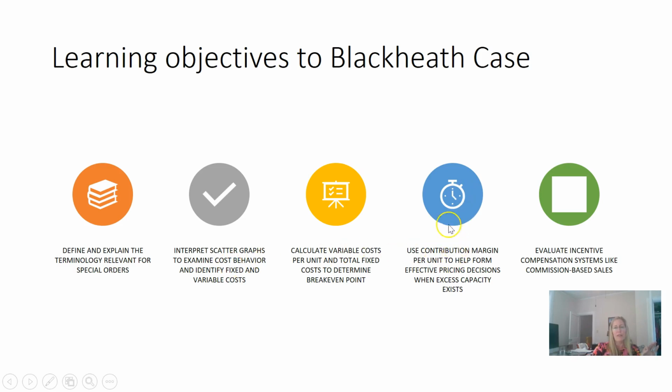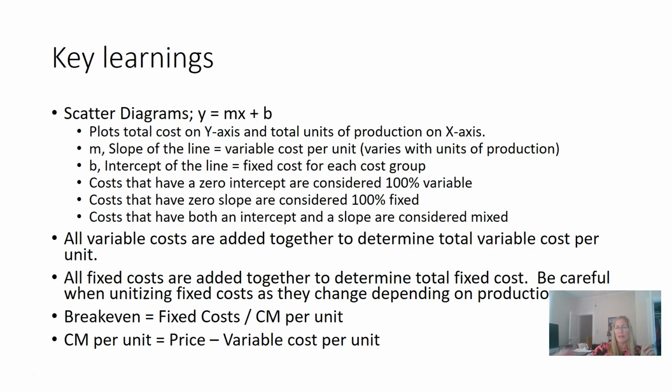And then finally, using what we call contribution margin to help you make those effective pricing decisions. And finally, looking at incentive compensation systems that are referred to at the very end, where the owner is looking to give them an increase in the compensation, their commission, 15% versus 10% commission on the sales, taking a volume hit there. And you've got to decide whether or not you think that's a good decision for them to make.